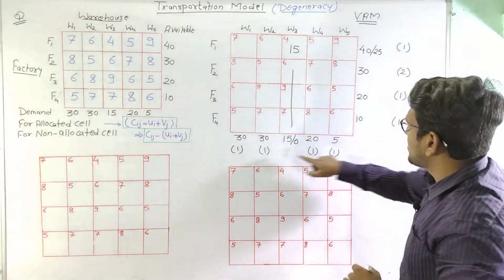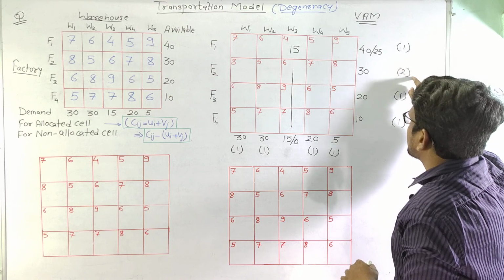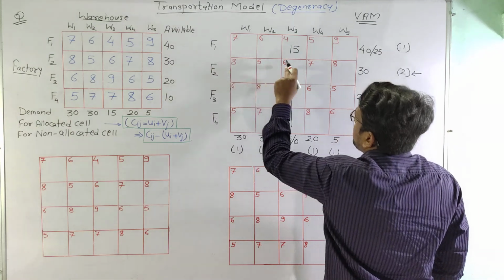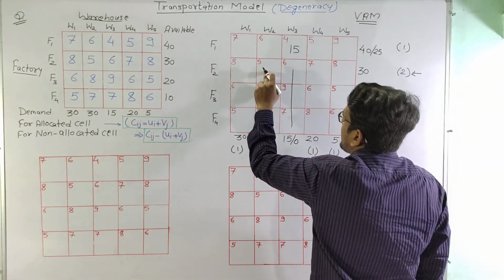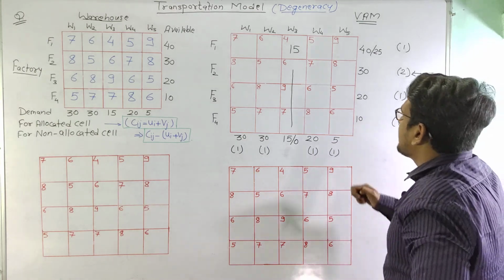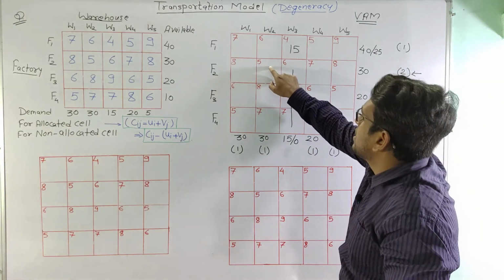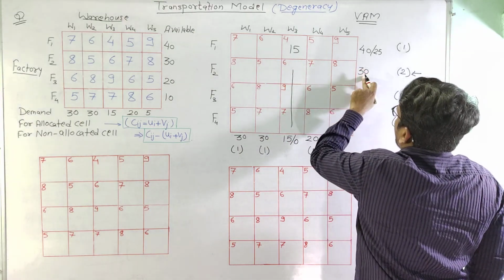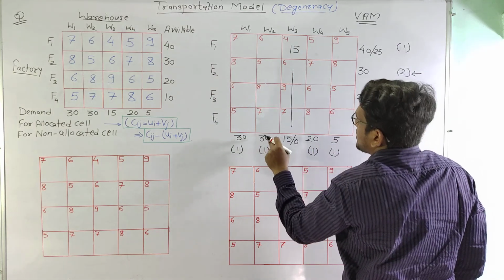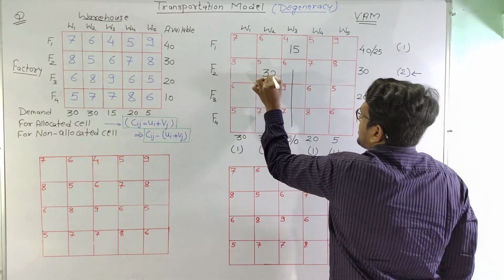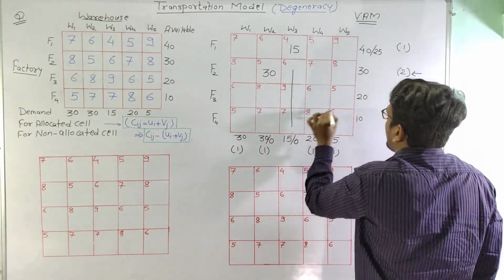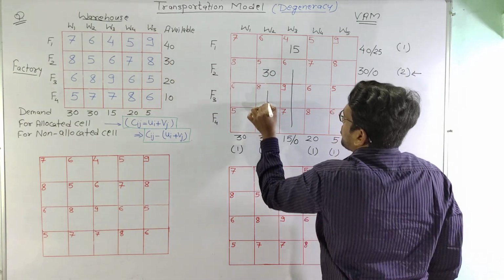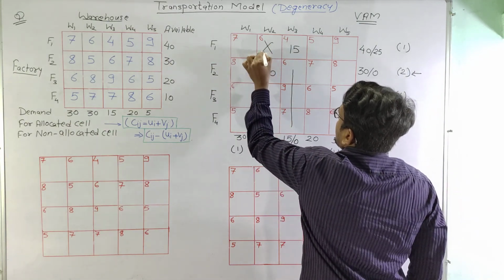Now among these we can see that 2 is the maximum penalty. That means we will select this, and in this particular row we will select the minimum transportation cost. This cell has the minimum transportation cost, and we will try to allocate the maximum value here. We can see that this has the supply of 30 and the demand is also 30. That means 30 can be allocated here, so that this will become 0 and this will also become 0. And we can see that no more allocation can be done here and here.